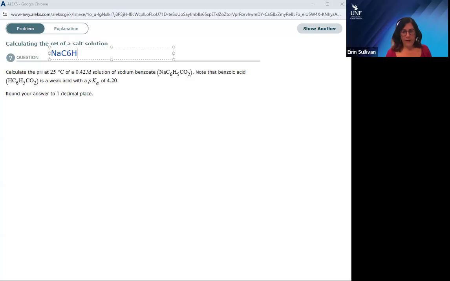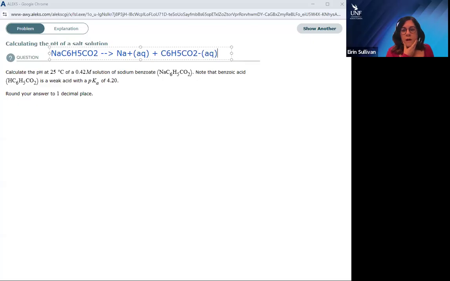We're not even going to worry about that. We're just going to assume. So here is our salt. What is that going to break apart into? Well, sodium is going to be the cation, so Na+. And what else is left over? I'll put an aq so we can see what's going on there. It'll be C6H5CO2 minus.